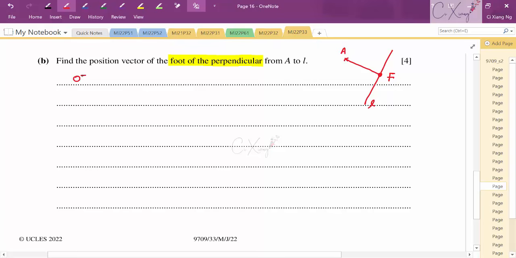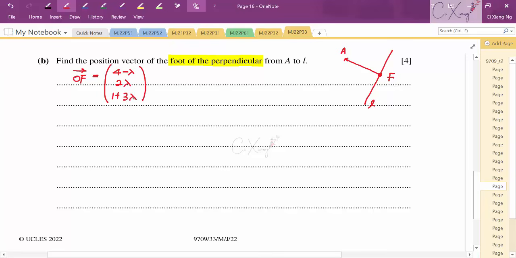Basically, the pattern of the equation for the point F, the position vector for point F, will be generally the line equation, the vector equation of the line. So the vector equation of the line, you already got it just now, which is 4 minus lambda, and then 2 lambda, and also 1 plus 3 lambda.